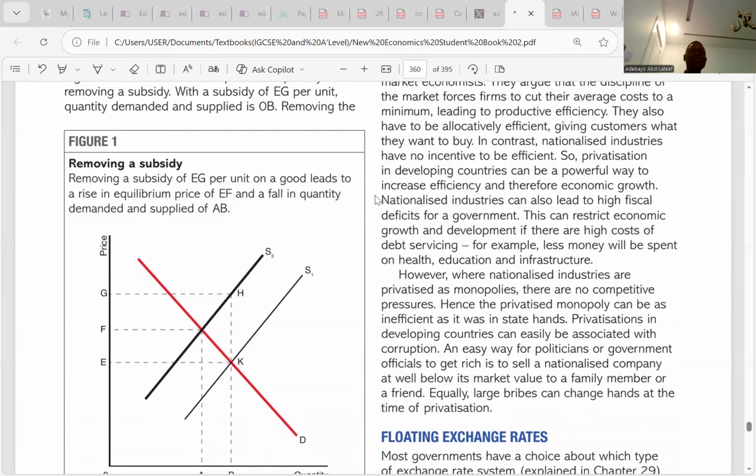However, when nationalized industries are privatized as monopolies, there are no competition pressures. Hence, the privatized monopoly can be as inefficient as it was in state hands. Privatization in developing countries can easily be associated with corruption. An easy way for politicians or government officials to get rich is to sell a nationalized company at well below its market value to a family member or friend. Equally, large bribes can change hands at the time of privatization. So the problem about privatization is that it might become a monopoly. Changing hands, you're just changing those hands for the book.